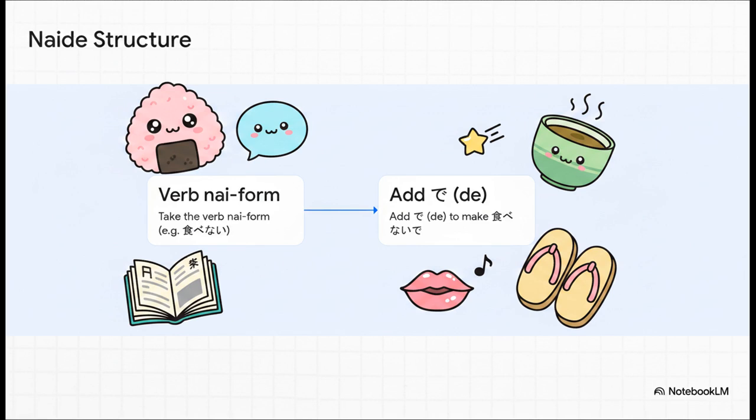Think of it like a simple two-step puzzle. Step 1, you just take the verb and change it into its plain negative form, the nai form. Step 2, you simply attach de right to the end of it. So let's take the verb to eat, which is taberu. The nai form is tabenai. Add de, and boom, you get tabenaide, meaning without eating. Iku becomes ikanaide, hanasu becomes hanasanaide. See? It has a really nice rhythm to it once you get the hang of it.